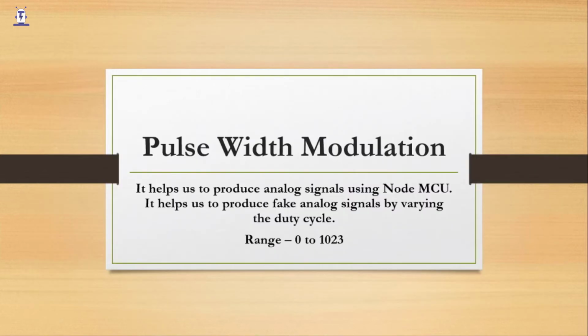But in the case of NodeMCU, we use a method called pulse width modulation to produce an analog signal, because NodeMCU is a device that is designed in such a way that it can send only digital signals. But using pulse width modulation, we produce fake analog signals by varying the duty cycle. This is actually a deep topic, but since we are focusing on analog signals using NodeMCU, I'm not going deep into pulse width modulation. If you want, you can comment in the comment section and I will let you know there.